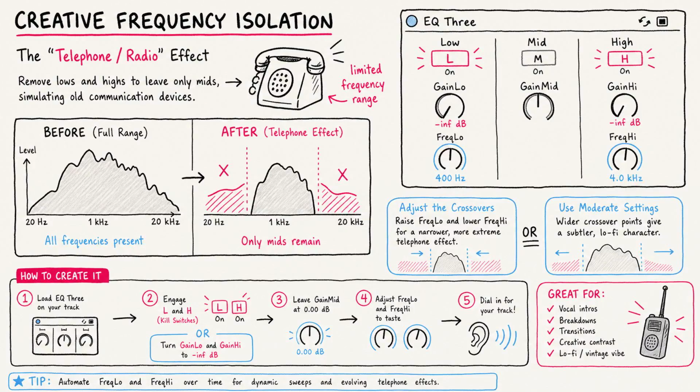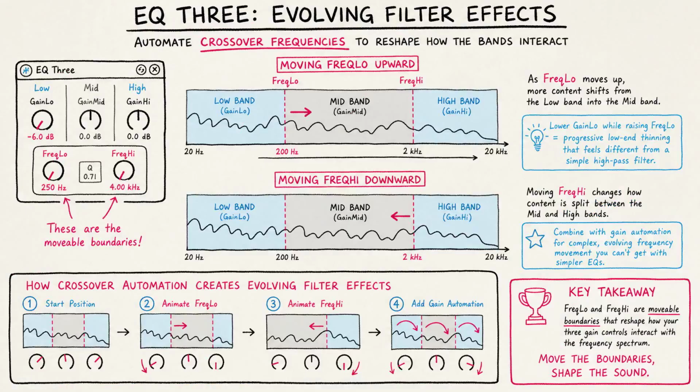Higher FreqLo and lower FreqHi settings create a narrower, more extreme telephone effect, while more moderate crossover settings produce a subtler lo-fi character. Automating the crossover frequencies, FreqLo and FreqHi, rather than the gain controls, creates evolving filter effects that differ from traditional filter sweeps.